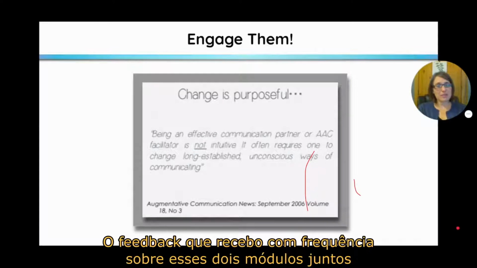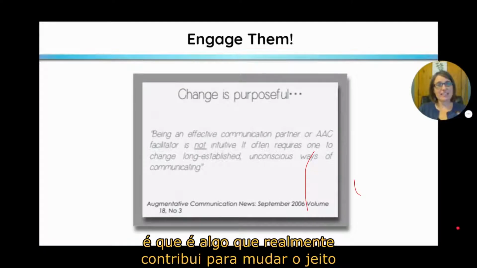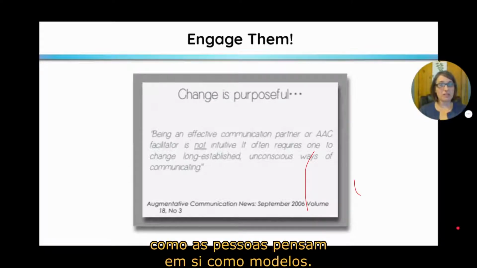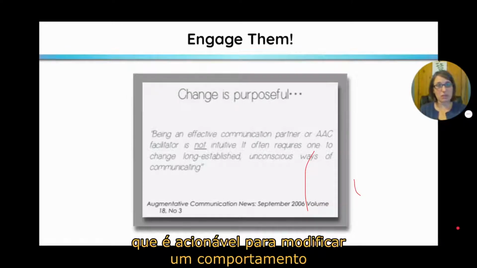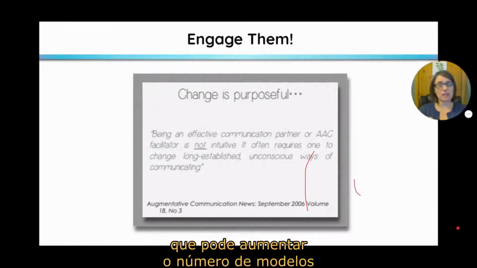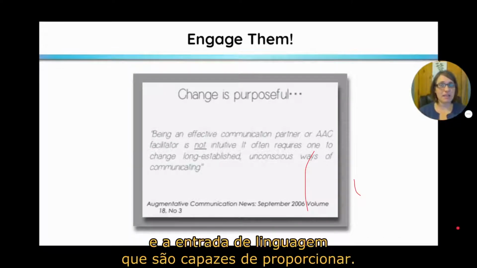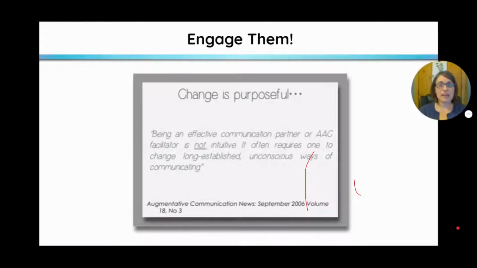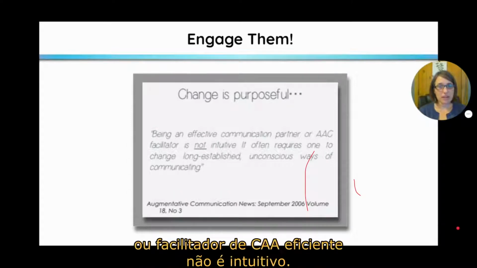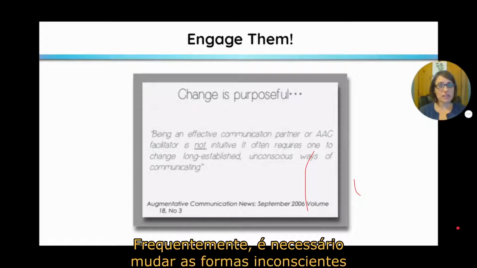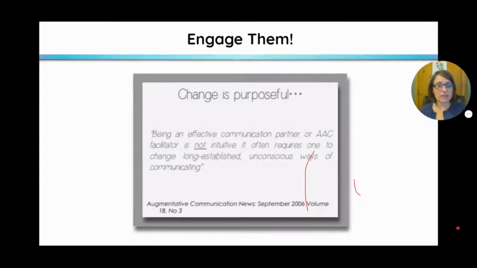These two modules together, the feedback that I often get is that this is really instrumental in shifting the way that people think about themselves as modelers. It gives them something really concrete to do that's actionable, to shift a behavior that can really increase the amount of modeling and language input they're able to provide. So I think that this quote really reflects that. Change is purposeful. Being an effective communication partner or AAC facilitator is not intuitive, and it often requires us to change long established and unconscious ways of communicating.